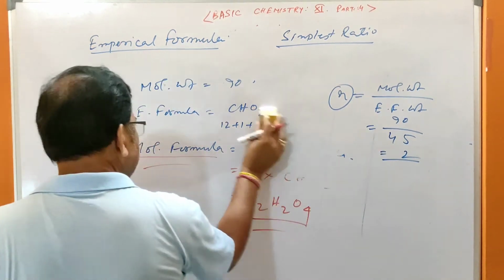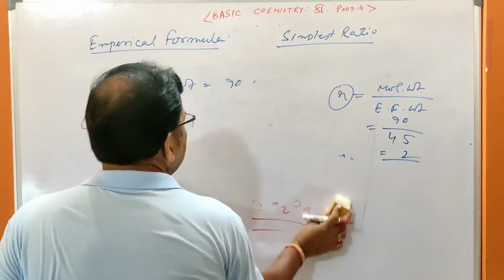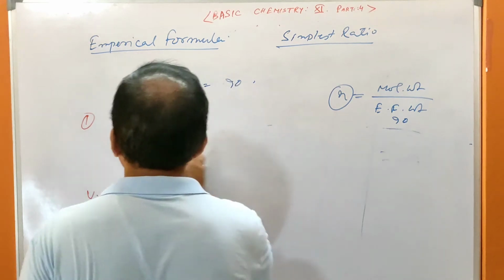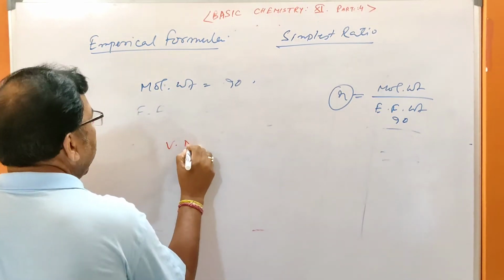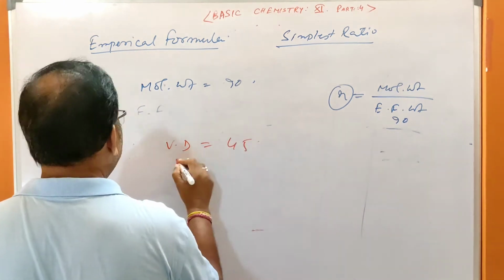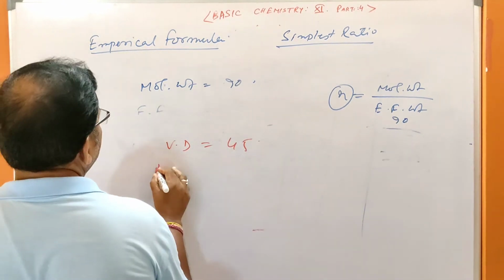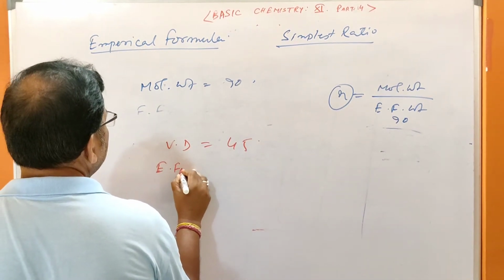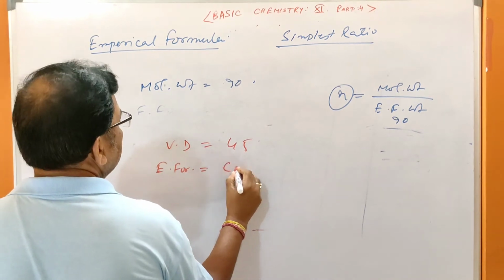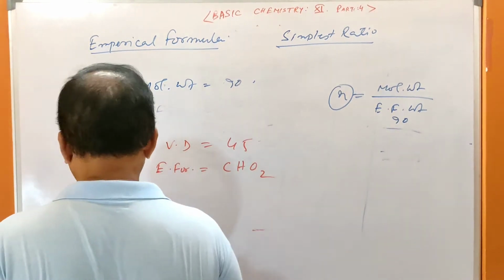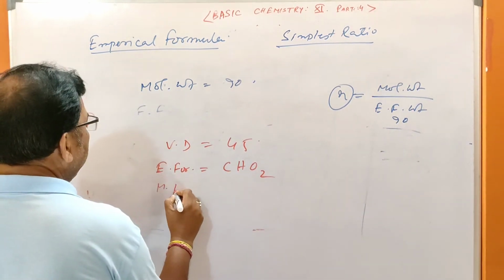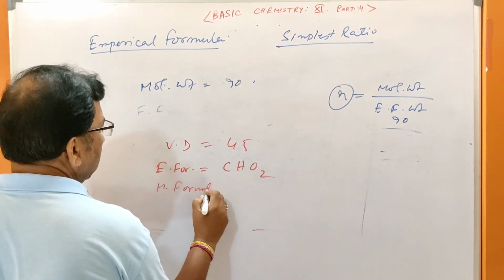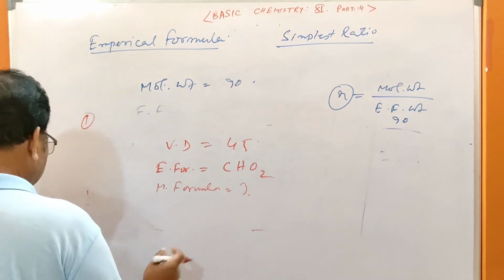Same thing, I am giving this sum a little differently. What is given? Vapor density is given, 45, and the empirical formula CH2O2 is given. So you have to find the molecular formula. Find the molecular formula.